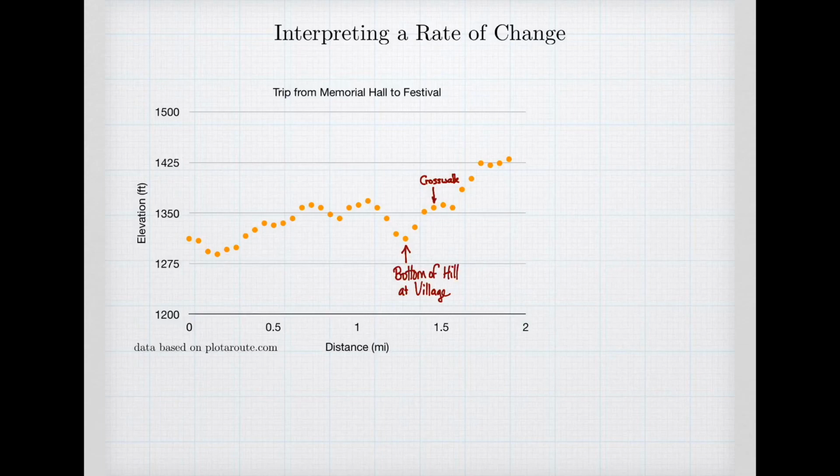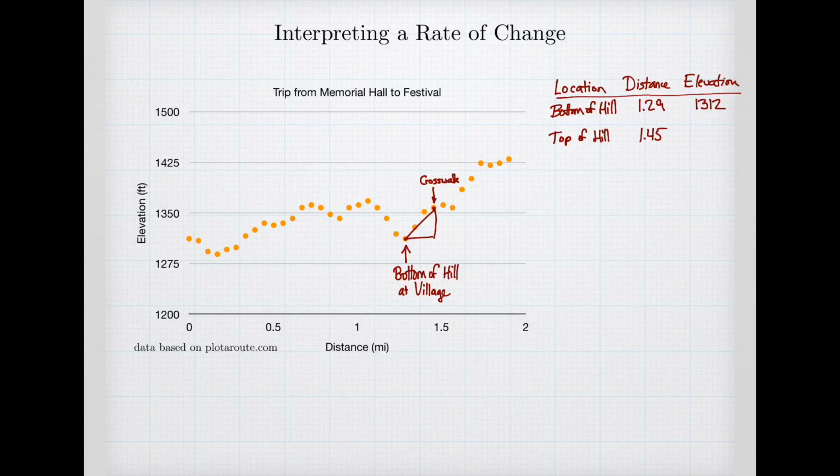And the second point is at the crosswalk at the top of the hill. And so I might be interested, well, what's the average rate of change? I could take the height difference. So let's summarize some data. At the bottom of the hill, we have traveled 1.29 miles, and we're at an elevation of 1,312 feet. At the top of the hill, we have traveled 1.45 miles, and our elevation is 1,358 feet.